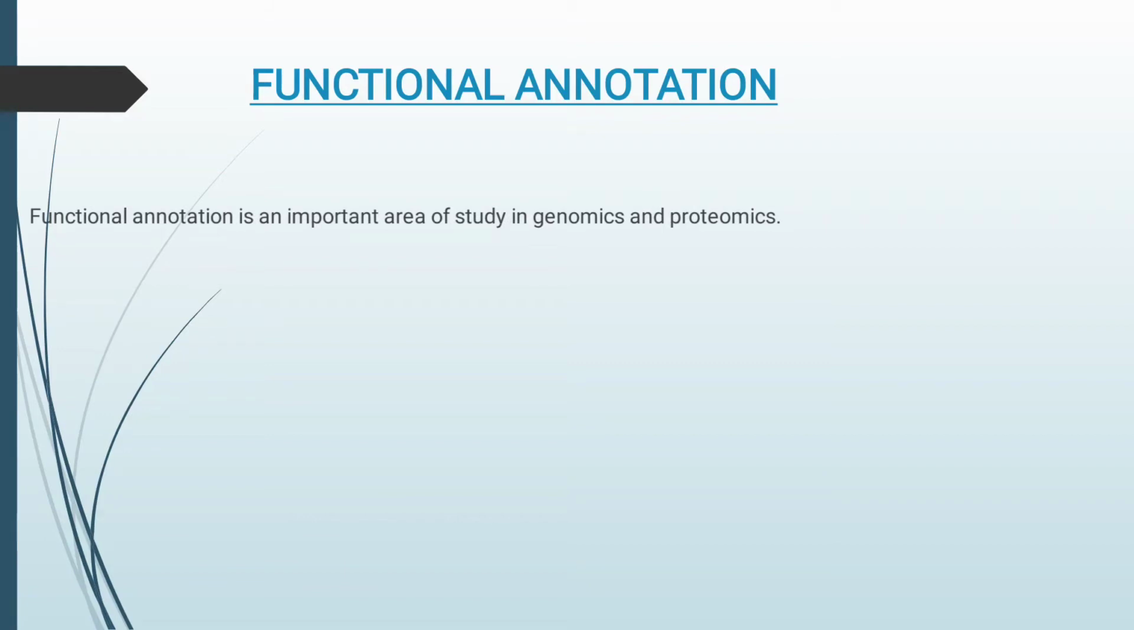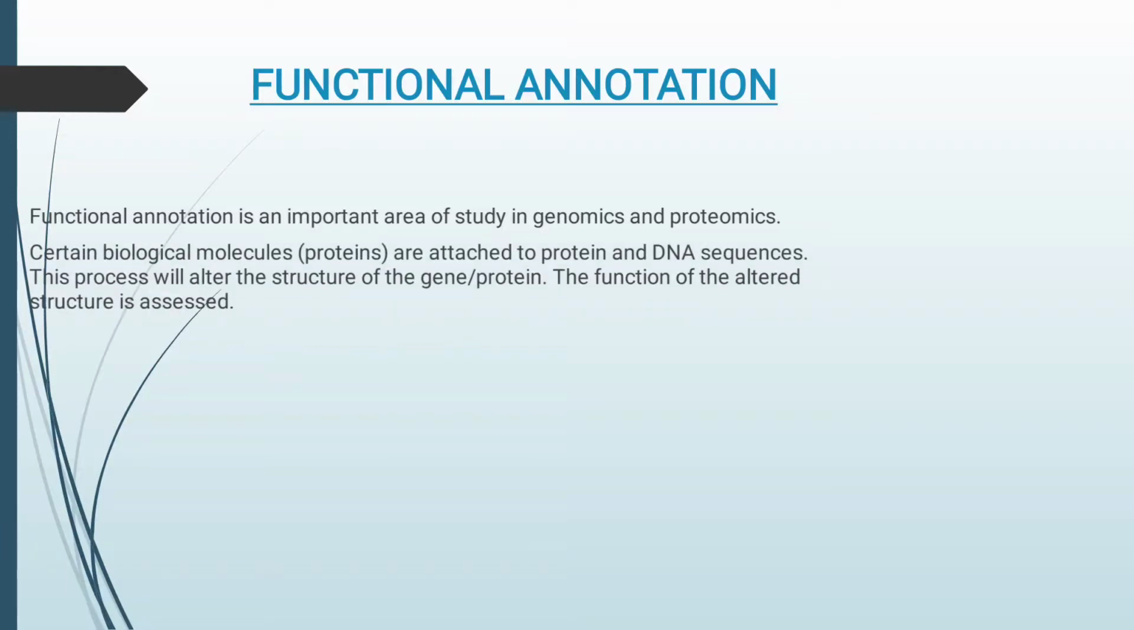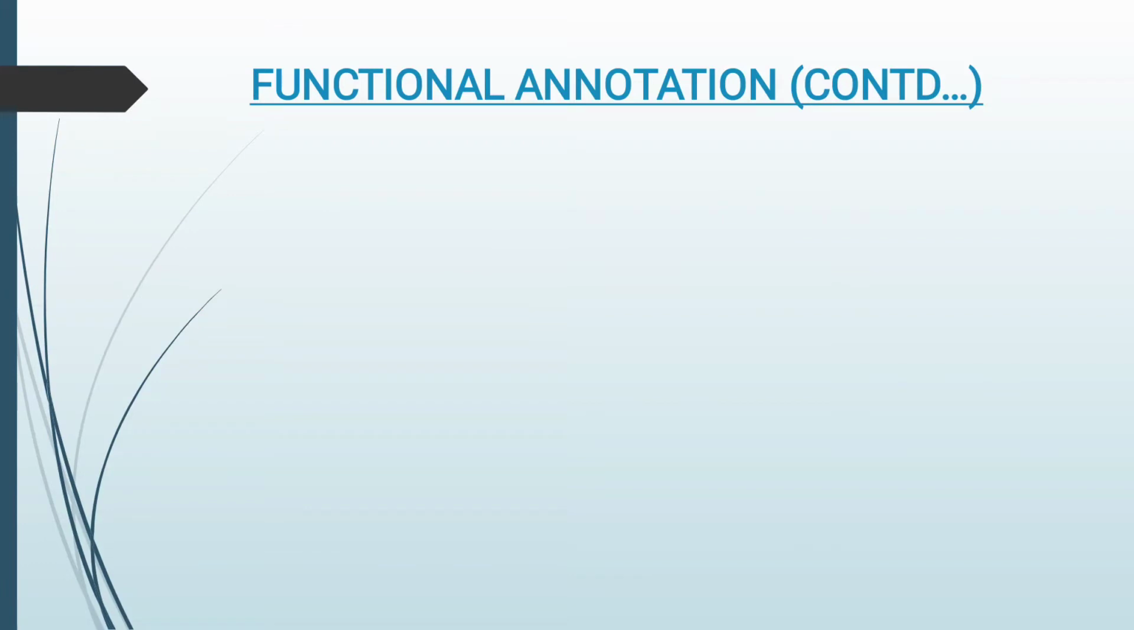The last part of genome annotation is the functional annotation. Till now, whatever we have discussed is a part of the structural annotation. Functional annotation is finding out the function of the proteins and the genes that we are studying. So functional annotation is again an important area of study in genomics and proteomics. I discussed before also, biological molecules are attached to the protein and the DNA sequence. This alters the structure of the gene or the protein, and the function of the altered structure is assessed.